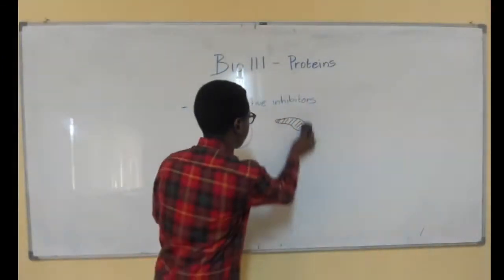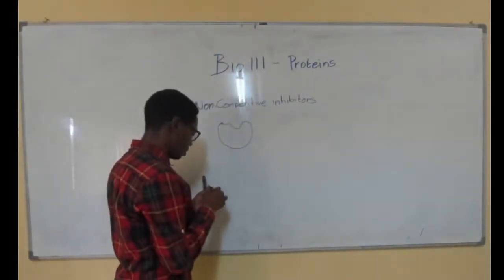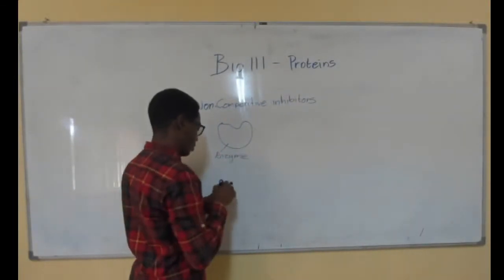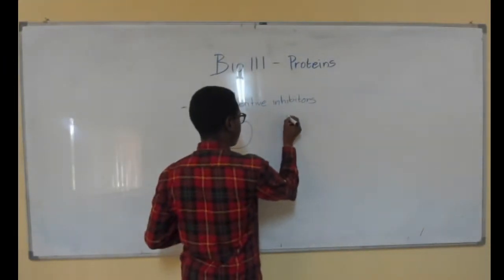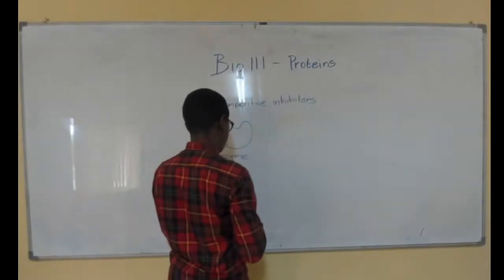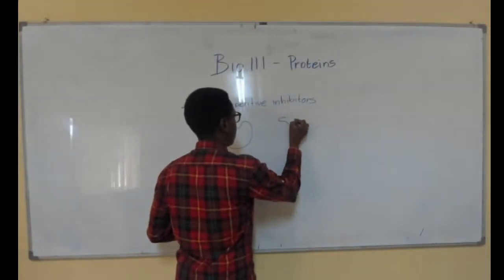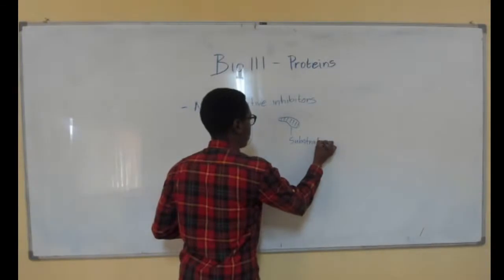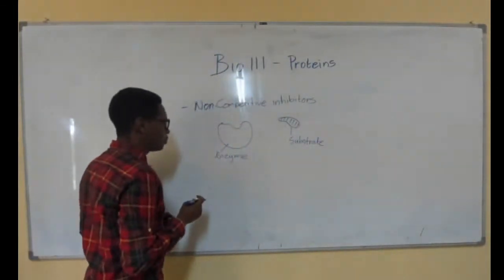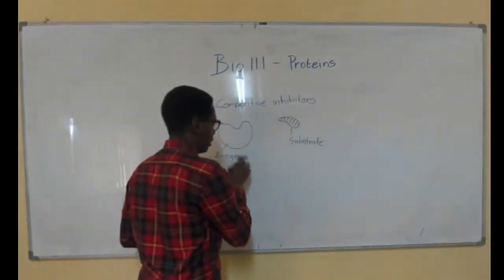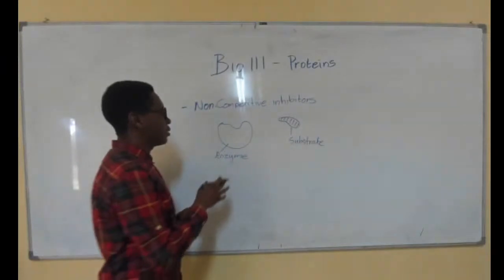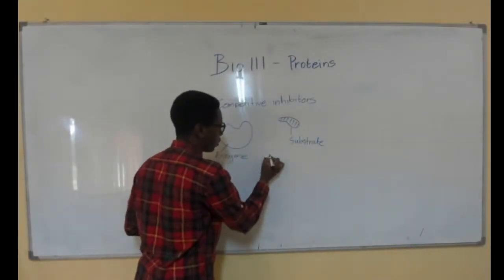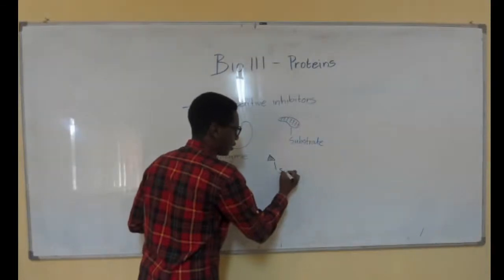Oh, sorry, I used the wrong card. Also, we have our enzyme. Then we have our substrate there. So now the non-competitive inhibitor won't have the same shape as the substrate. It will have just another different shape.